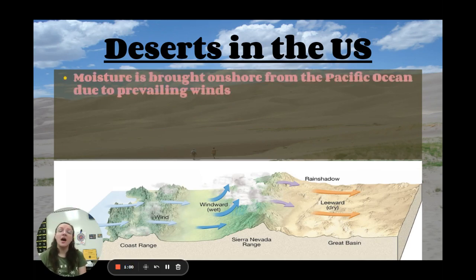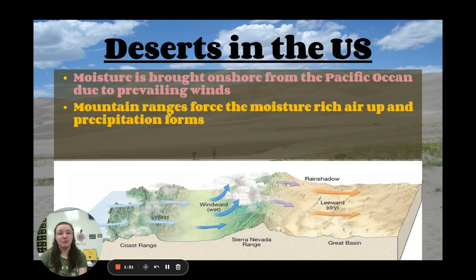In the US, our weather patterns move from west to east. And so when we think about the West Coast, if we think about like California and beyond, moisture is going to be brought onshore from the Pacific Ocean. The wind is going to take all of the moist air from the ocean and push it overland. But then we have some mountains right off the coast, and the mountain ranges are going to force all of that moist air up, and it'll rain, it'll precipitate, or snow, or sleet, or hail, or whatever in the mountains.